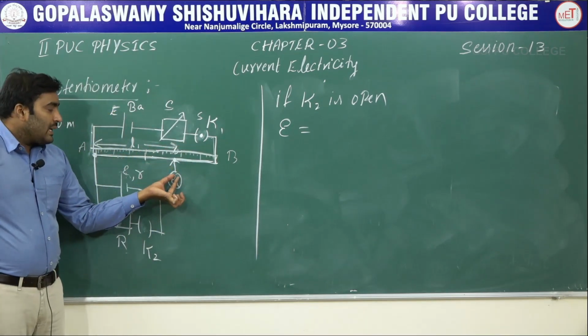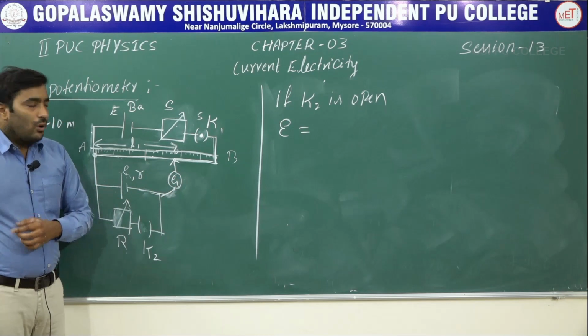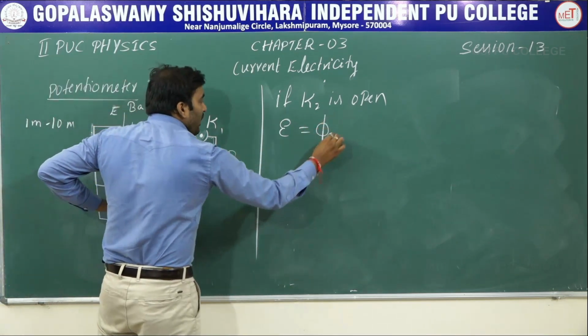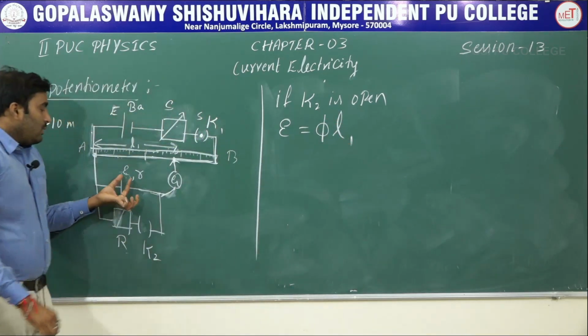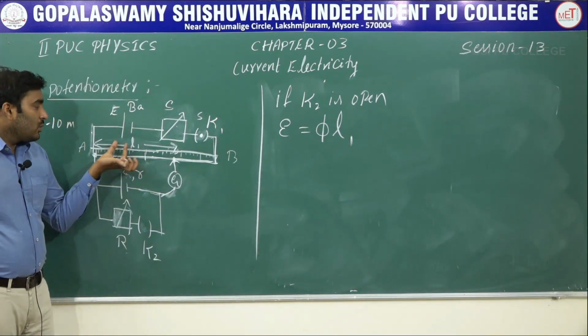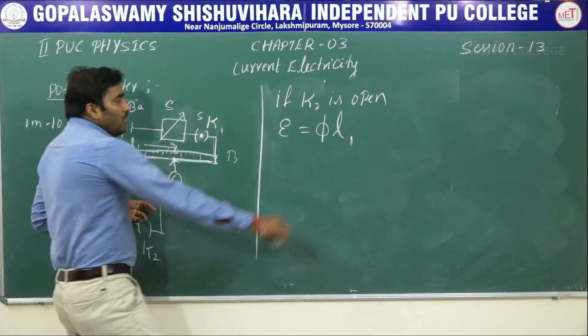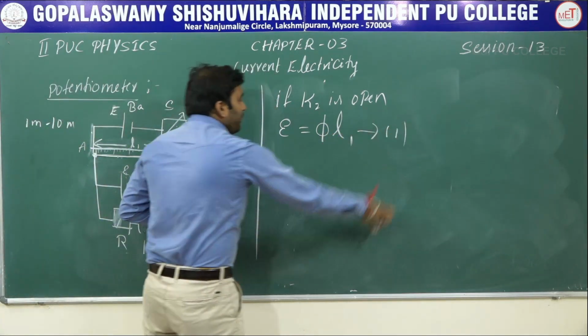So if I make the current through the galvanometer to be 0, the EMF of a cell can now be written as phi into L1. The EMF of a cell is equal to phi into L1, because L1 is the balancing length. Call this equation number 1.